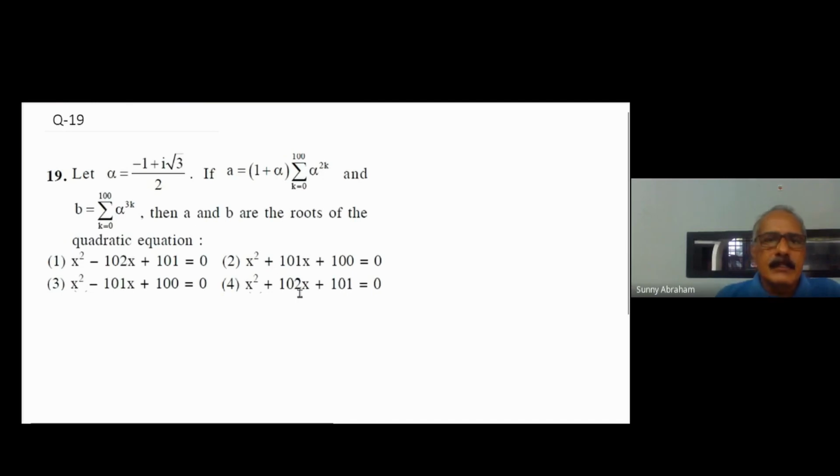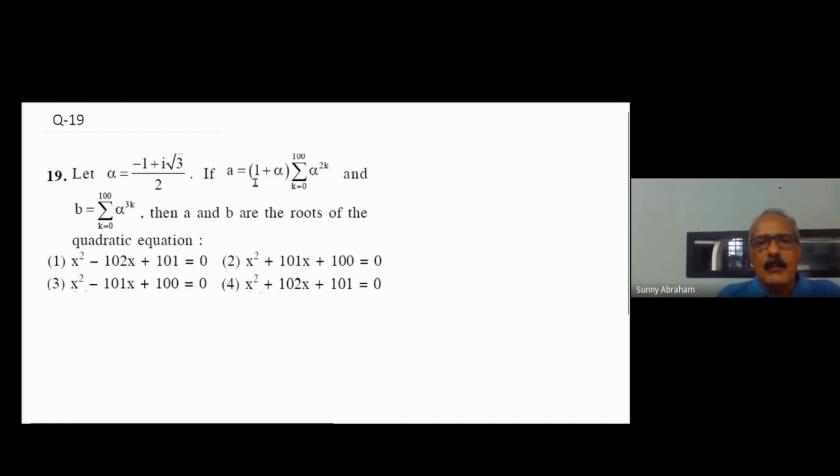Let us discuss this question from complex numbers. We will also find some other topics which may be included in this question. Let alpha equal to (-1 + iota root 3)/2. The moment you read (-1 + iota root 3)/2, you must identify it is nothing but omega, which is the non-real cube root of unity.